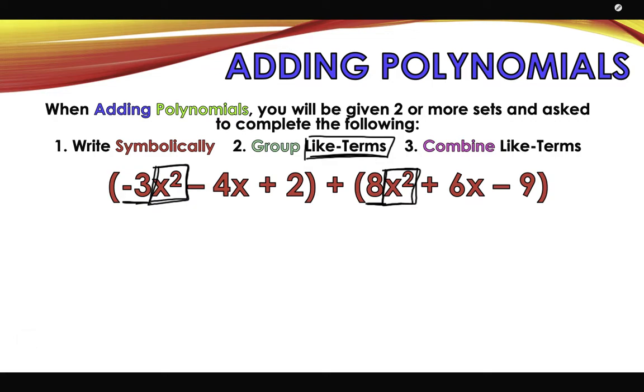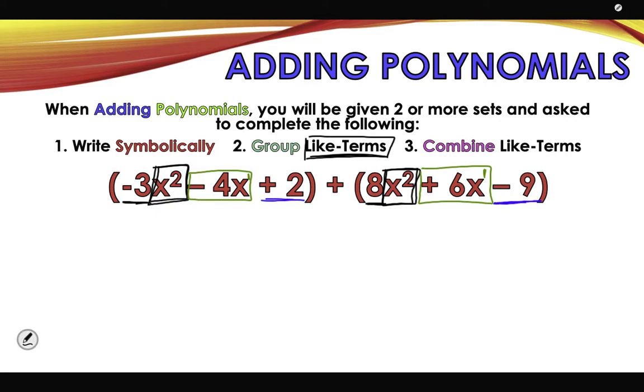So the next like term that you could pick out would be this -4x chunk. That has a like term over here, where there's positive 6x. Because technically, this is -4 times x to the power of 1, and positive 6 times x to the power of 1. So those also have the same exponent on x. Last like terms we can find would be this +2 and this -9. Those are our constant terms, and technically they do have the same power on x. It's just that the exponent is 0.